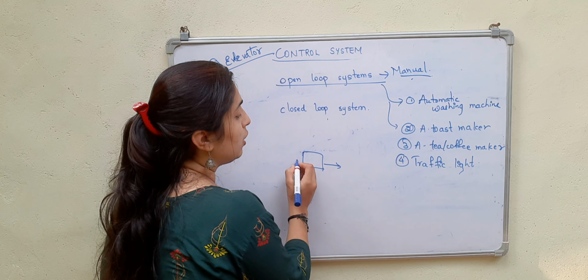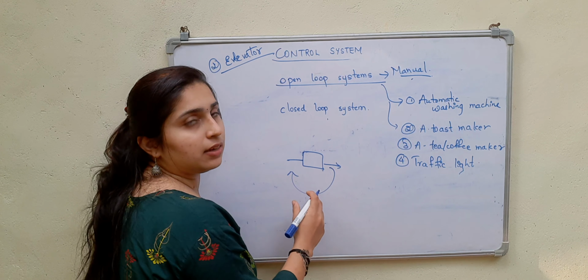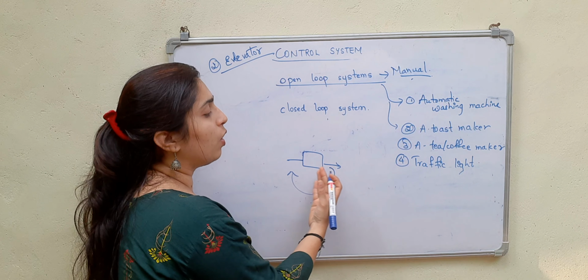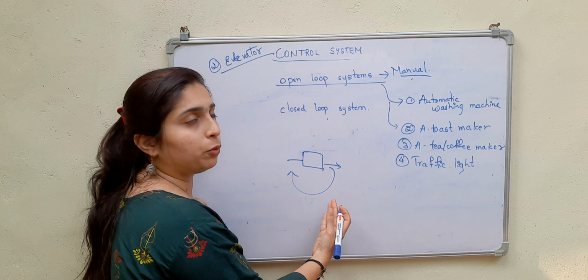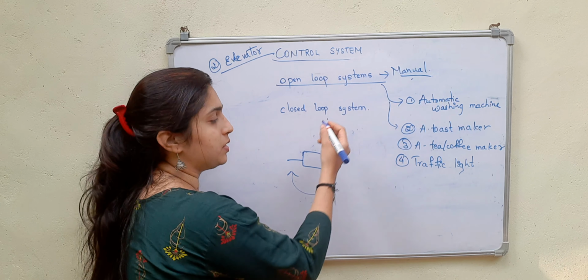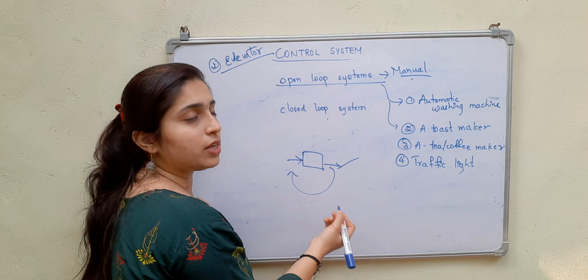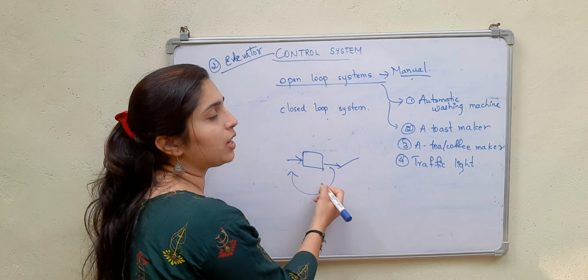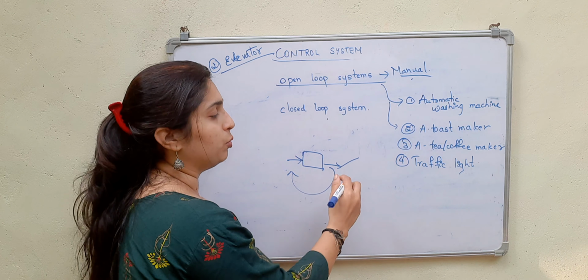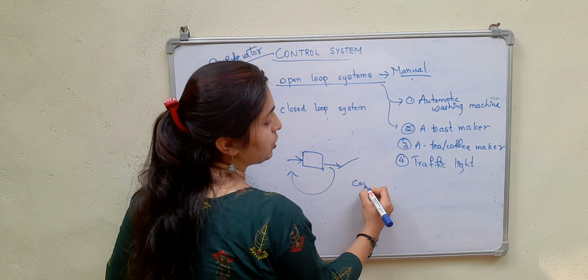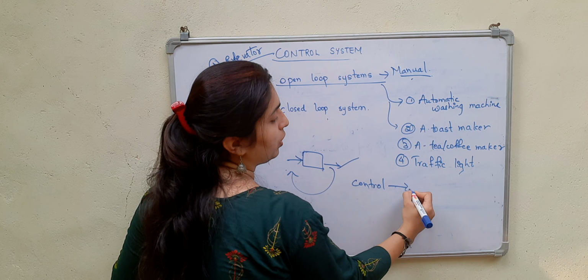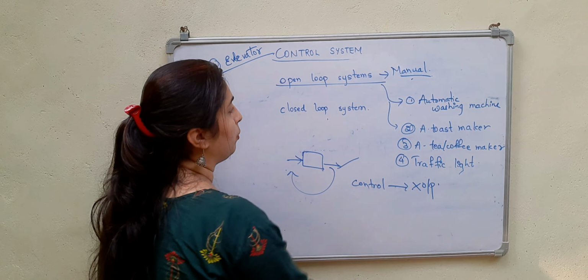your control action is independent of the output. That means you are not going to give any feedback signal. There is no measuring of the difference between the output and input in an open loop system. Whatever input you give, you get the output. The controlling action is independent of the output. It does not depend upon the output.